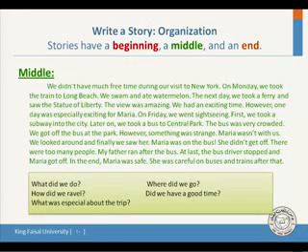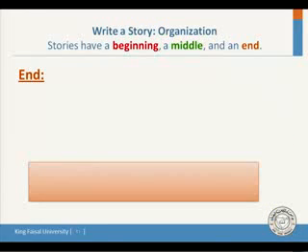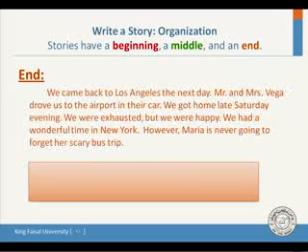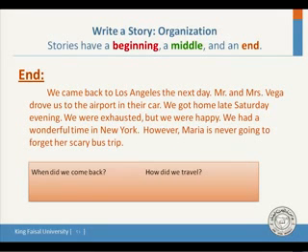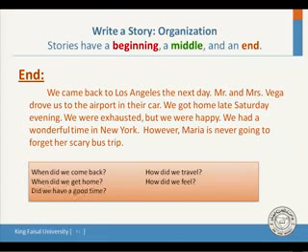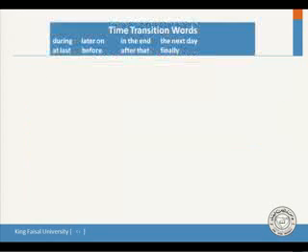Okay. Now the last part is the end. Look at this paragraph. It's shorter and it answers some questions. When did we come back? So this is about coming back. How did we travel back? Is it by car, by bus? When did we get home? What time? How did we feel? And did we have a good time? All these questions are answered in this paragraph. Okay?